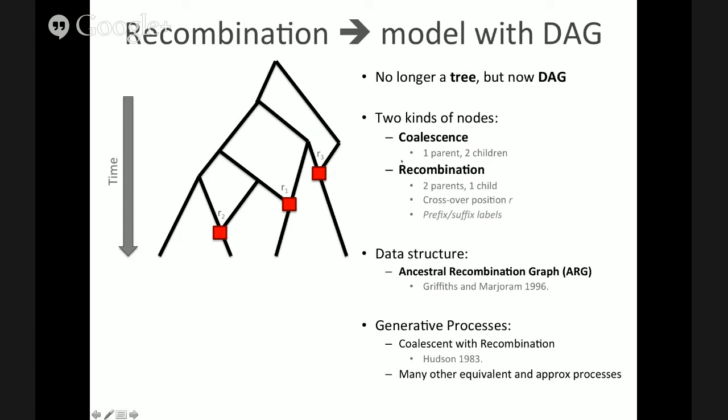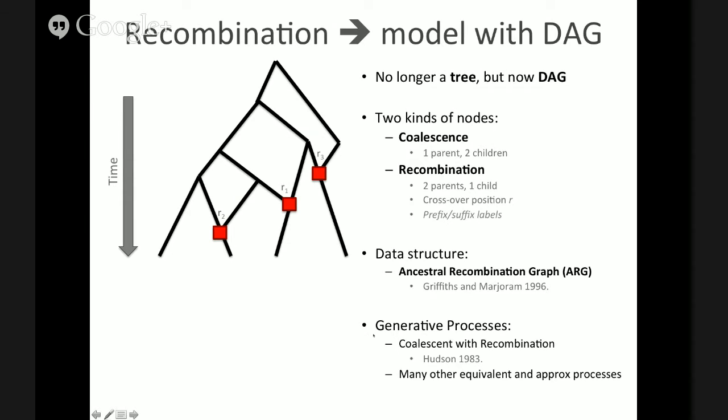And so now we no longer have a tree, we have a DAG, a directed acyclic graph. It now has two kinds of nodes. We have the original kind of coalescence nodes. These are nodes that represent two lineages that go back into the past until they find a common ancestor. You have one parent, two children. We now have these new recombination nodes. And this is a data structure that has been studied for quite some time now. It's called the ancestral recombination graph.